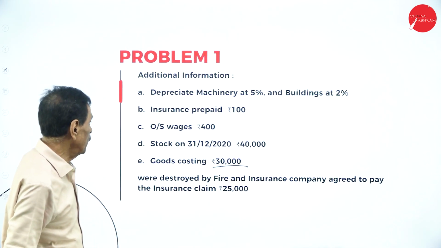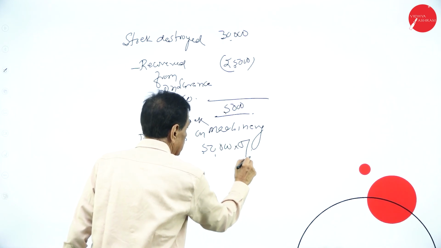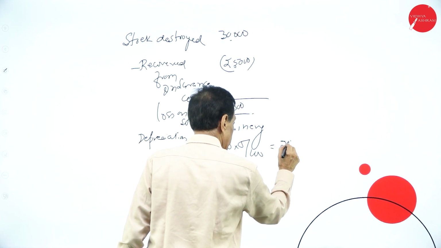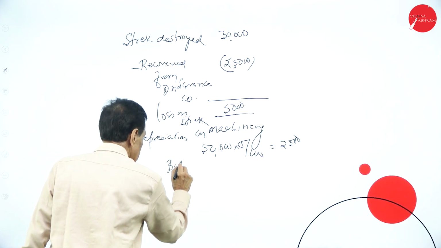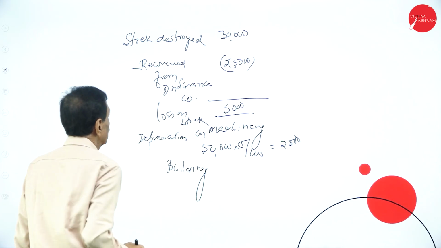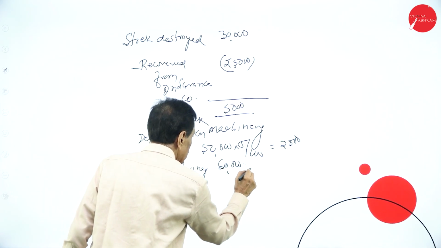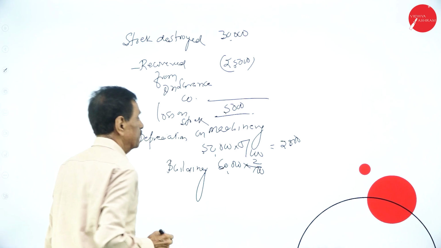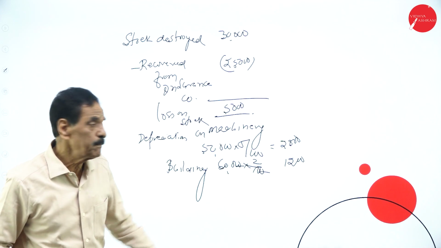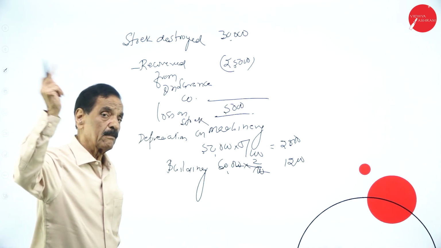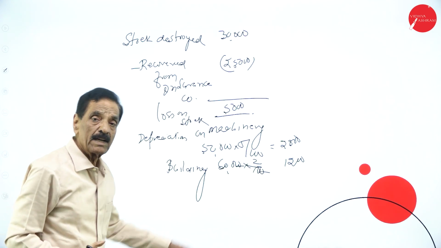What's your machinery value? 50,000. Depreciation 5%, that is 2,500. Then on building, what's your building value? 60,000, depreciation 2%, 1,200. So where will these items come? On the P&L account debit side. Then when you are preparing the balance sheet, you have to deduct from the machinery, and we have to deduct from the building.